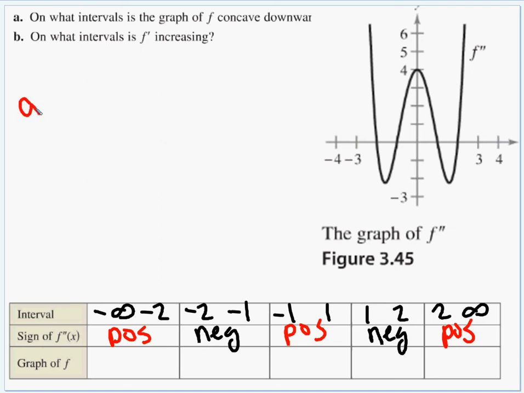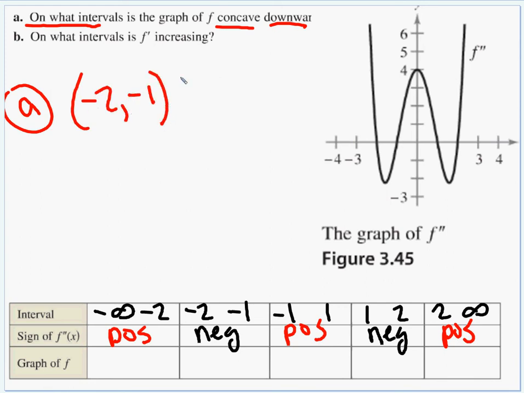So that is going to help us answer part A. On what intervals is the graph concave down? Concave down means second derivative negative. Our second derivative is negative from -2 to -1 and from 1 to 2. Yep, that's it.